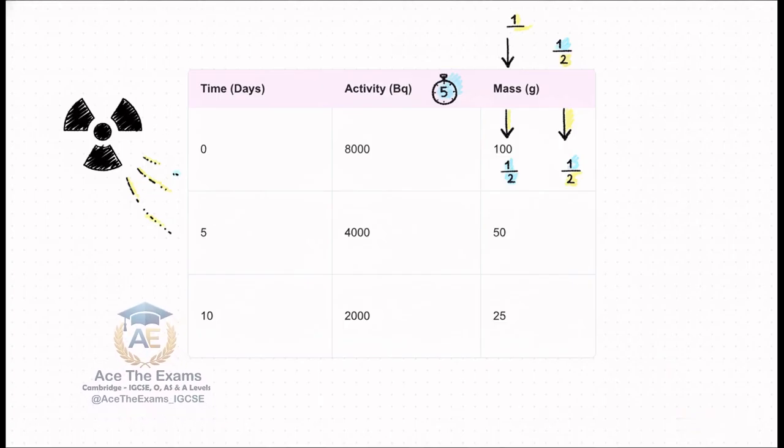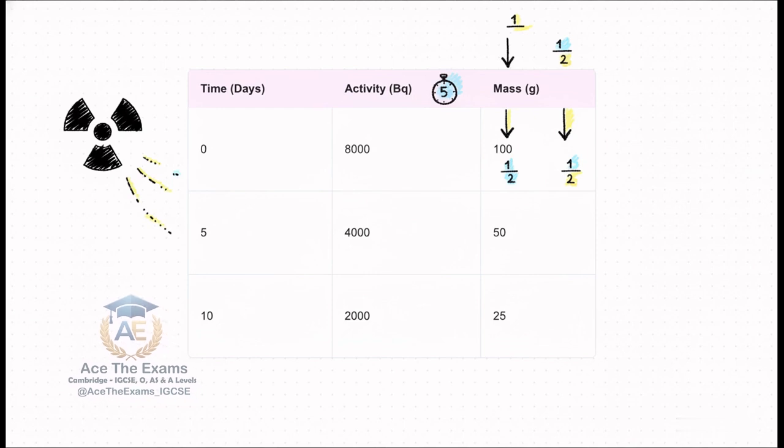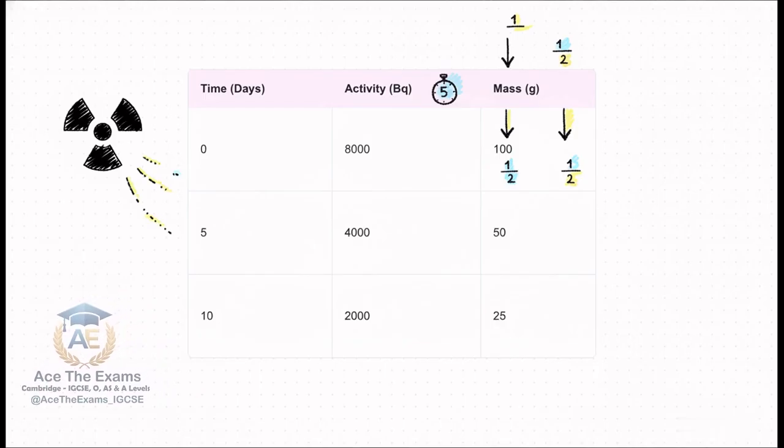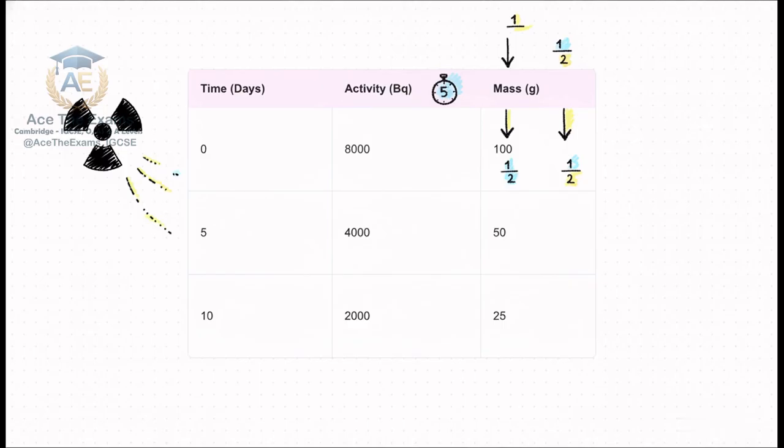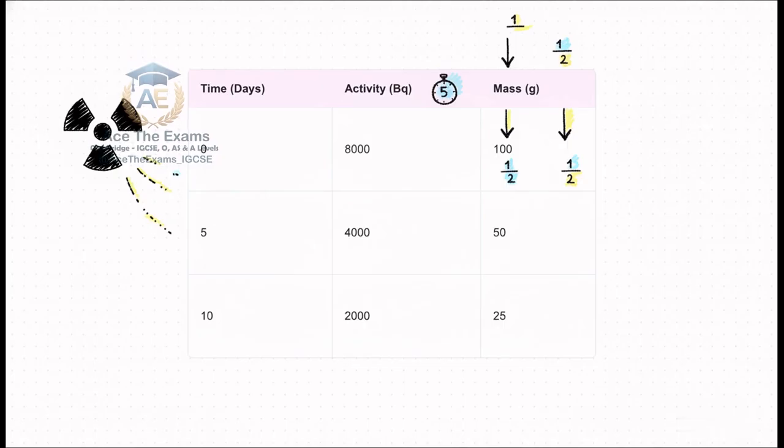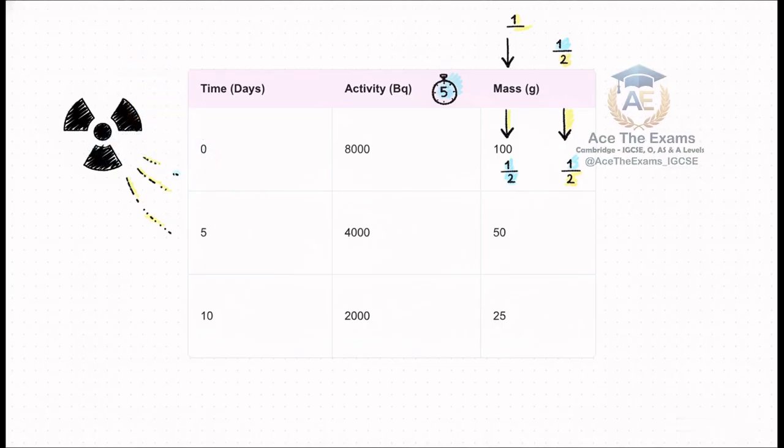Look closely at the columns: time in days, activity measured in becquerels, mass in grams. What is the fundamental underlying pattern hiding in these numbers? Look at day 0. We start with an activity of 8,000. Fast forward to day 5, and it drops exactly to 4,000. At day 10, it drops again to 2,000. Now notice how the physical mass perfectly mirrors this halving process, dropping from 100 to 50 and then down to 25. The core, undeniable trend you need to spot instantly here is the half-life.